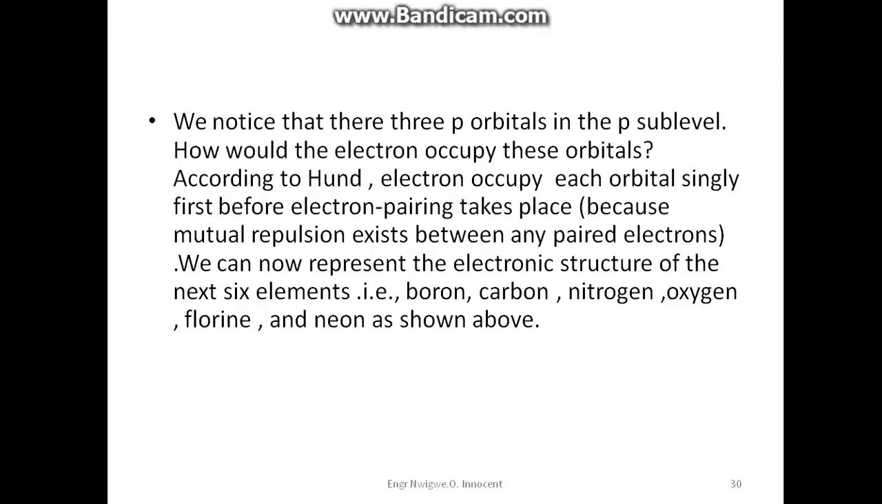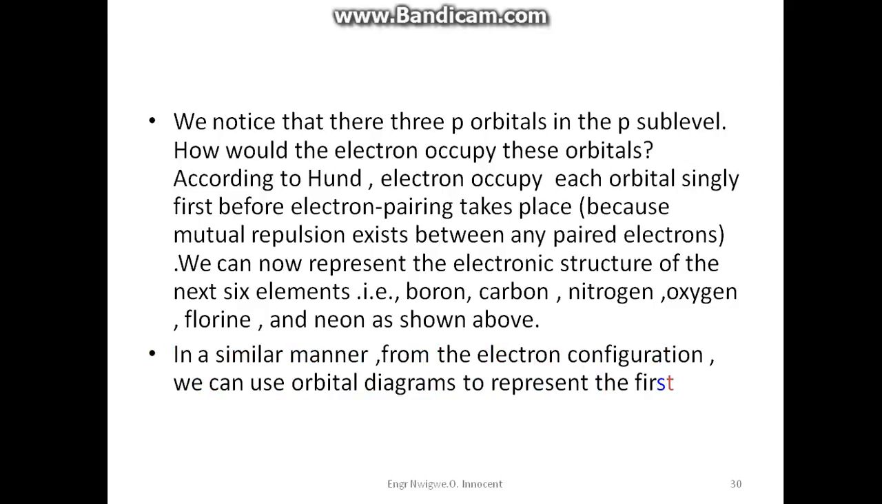We can now represent the electronic structure of the next 6 elements, that is boron, carbon, nitrogen, oxygen, fluorine, and neon, as shown below. In a similar manner, the electron configuration can use orbital diagrams to represent the first 20 elements of the periodic table.